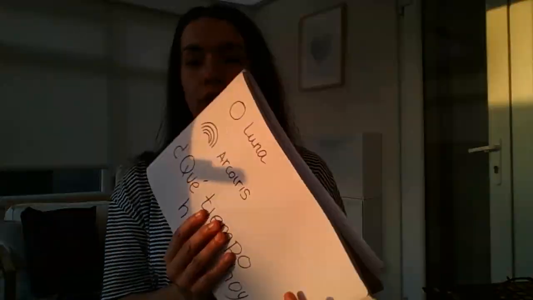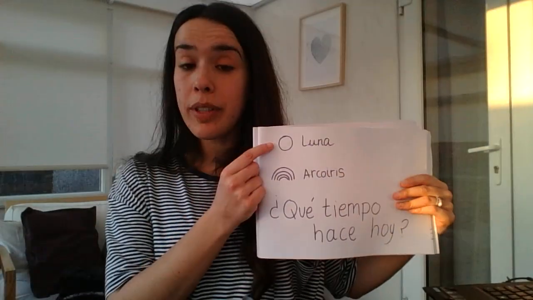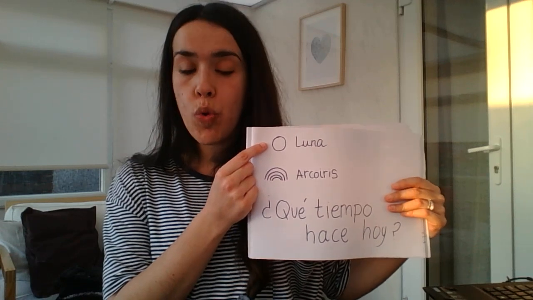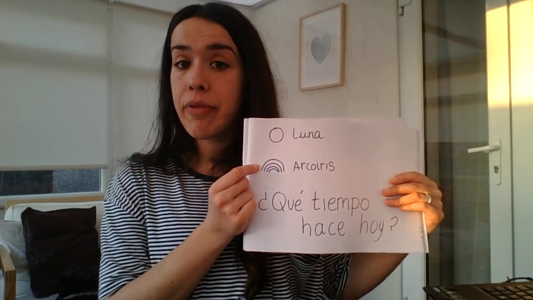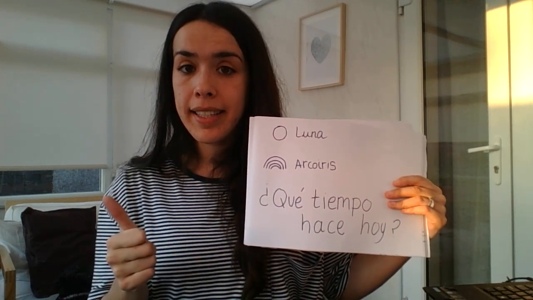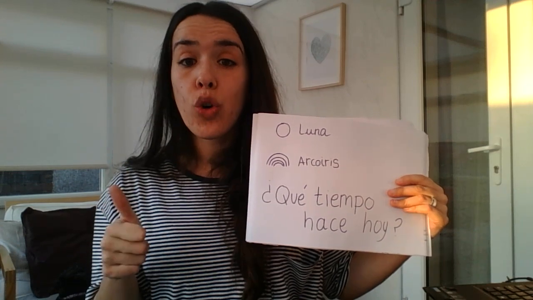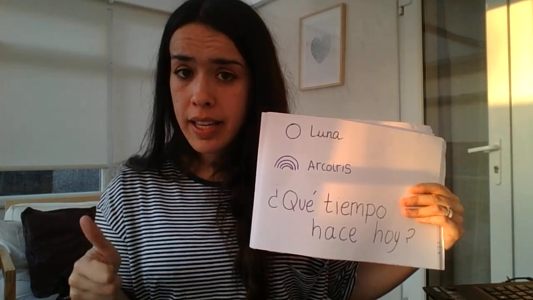We have another two here. The moon is luna. Luna. And the rainbow is arcoiris. Arcoiris. Okay? So let's review all that.